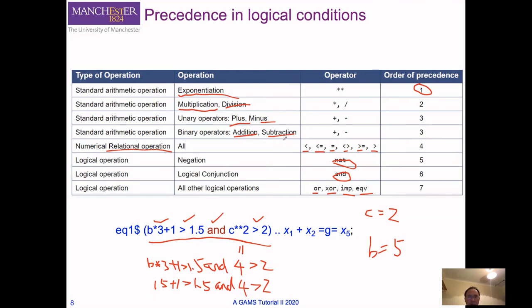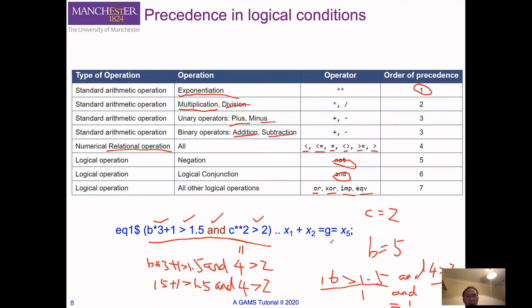After that is addition and subtraction. This is an addition, so this is 16 greater than 1.5, and 4 greater than 2. Next is numerical relational operations. So this is 1, then this is also 1, and the AND operator. Because both are true, the logical operator AND will return the value of 1. So then the logical condition is true. That means this constraint will be imposed.